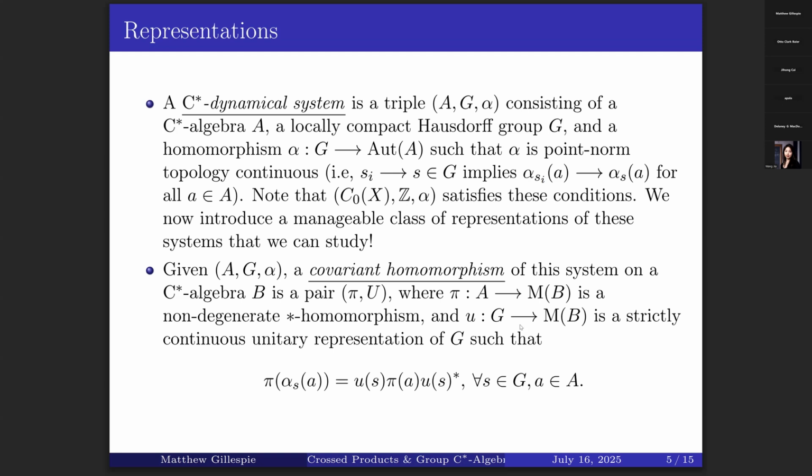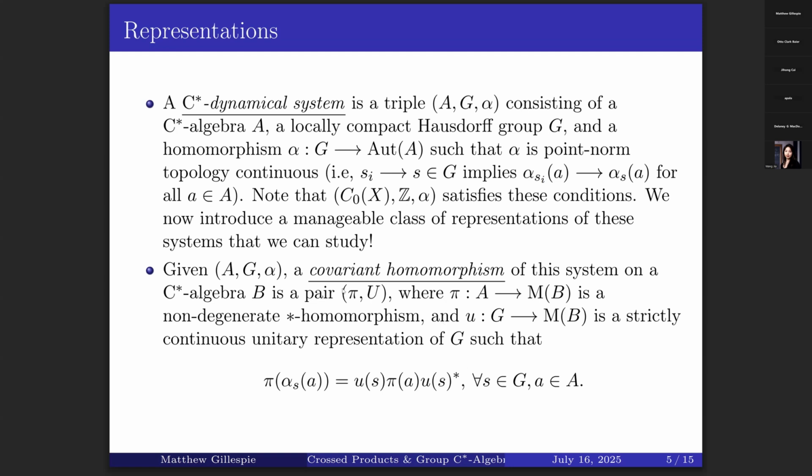So what that means is that I have a continuous function in the strict topology. What I mean by that is that if I have s_i converging to s in G, then u of s_i will converge to u of s strictly in the multiplier algebra. So this is a strictly continuous function that's unitary valued. u takes values in the unitaries in the multiplier algebra of B, and it's also a group homomorphism, right? So that's what u is.